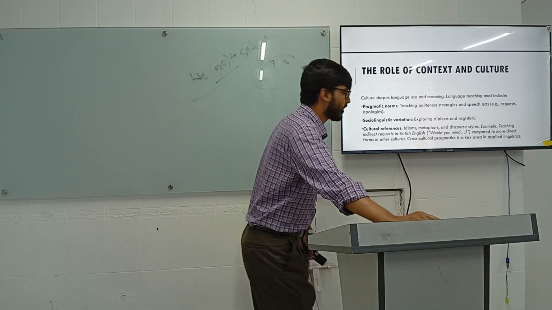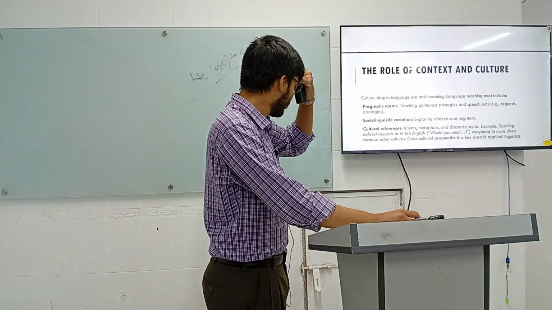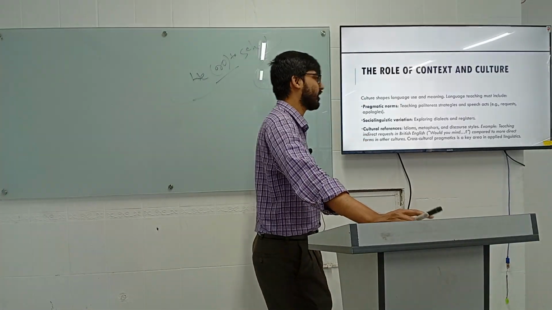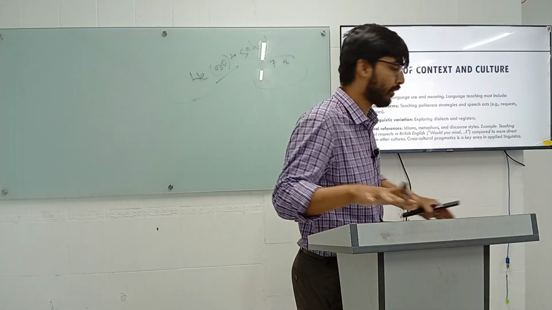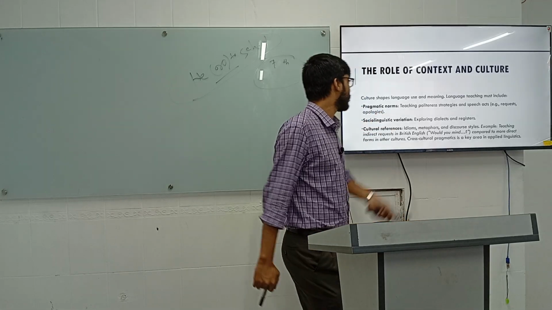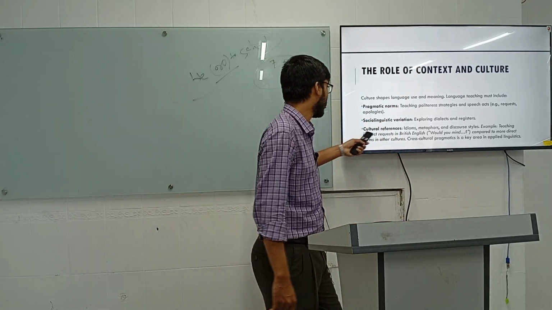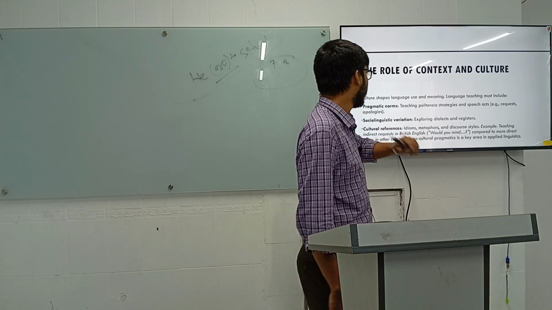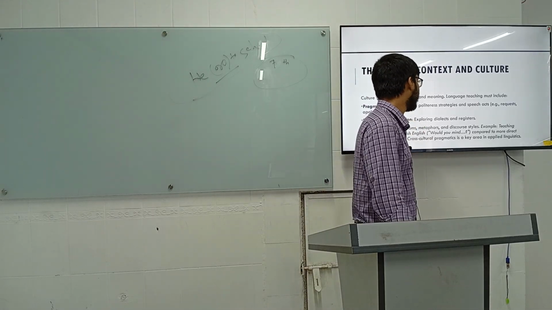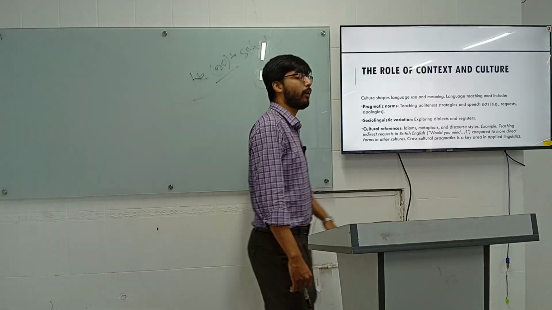Okay, the role of context and culture. Hey, this is very easy for you guys. The role of context and culture in order to teach the language. Culture shapes language use and meaning. Language teaching must include pragmatic norms, sociolinguistic variation, and cultural reference. Definitely, pragmatic norms. What does that mean? Teaching politeness strategies and speech acts, requests, apologies.